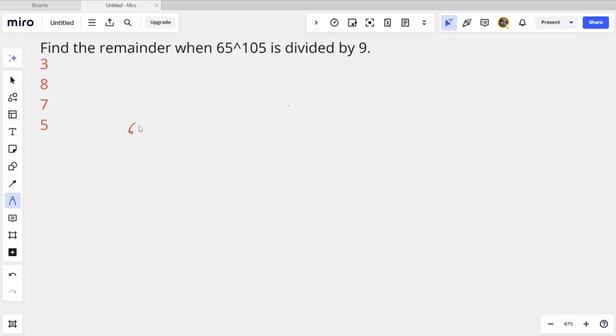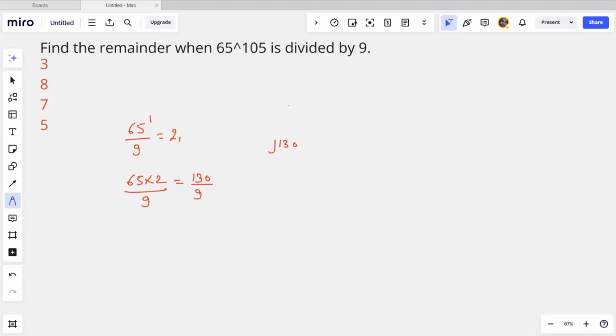Okay, so 65 raised to the power 1 divided by 9. So what will be the remainder of it? 9 7s are 63, so the remainder is 2. Okay, now 65 into 2 divided by 9. 65 into 2, what will it be? 130. It will become 130 divided by 9.